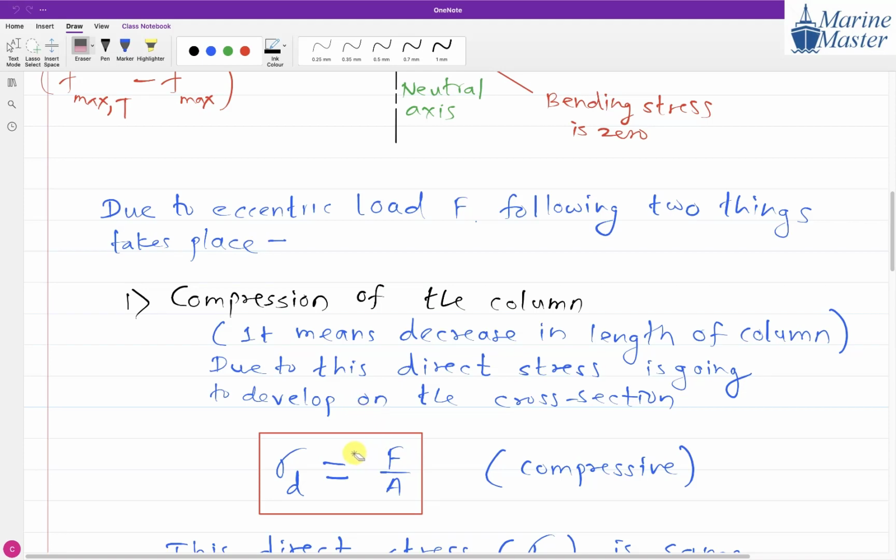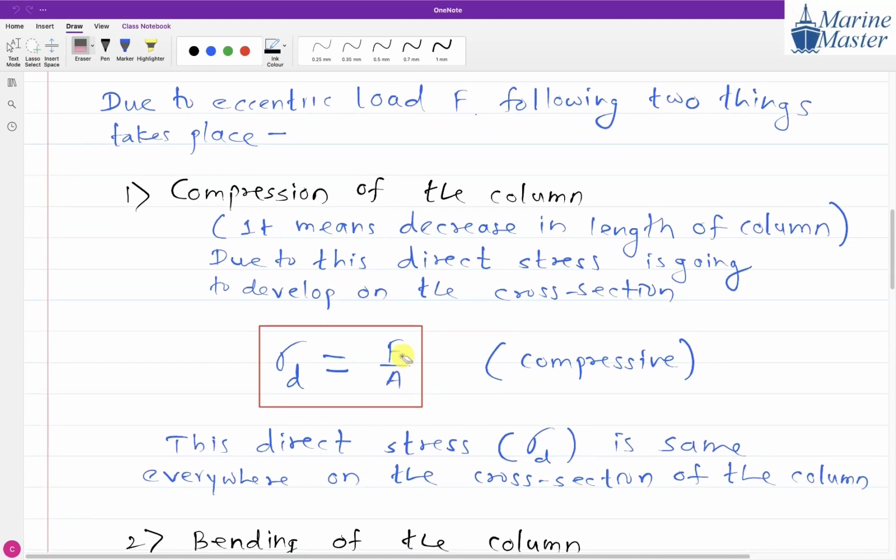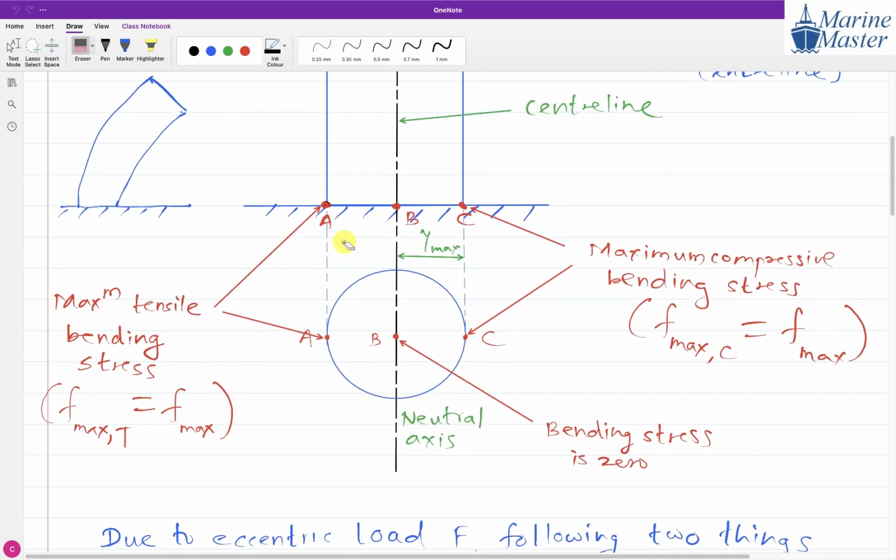direct stress is going to develop in the cross section, and that direct stress is sigma D equal to F by A, and its nature in this case is compressive. This direct stress is the same everywhere on the cross section. If this is a cross section of the column, consider three points here: one point here, another here, and another here. It doesn't necessarily have to be points A, B, C only.